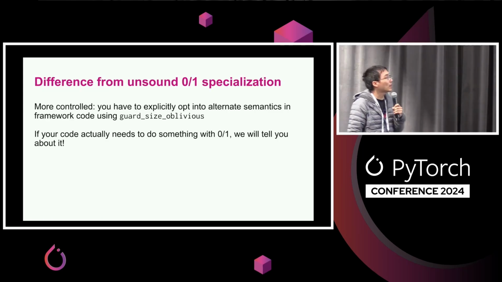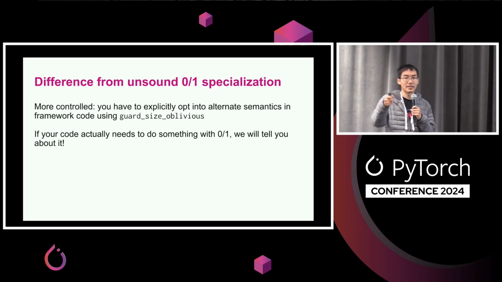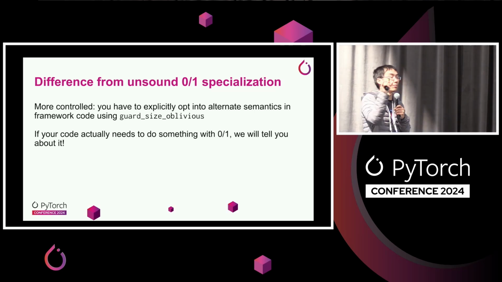Last year, I did talk about this thing called unsound 0-1 specialization. The difference is that we used to apply this idea of the size is greater than or equal to 2 everywhere, and now we only apply it at spots where we have specifically said we want to change the semantics of PyTorch in this case.